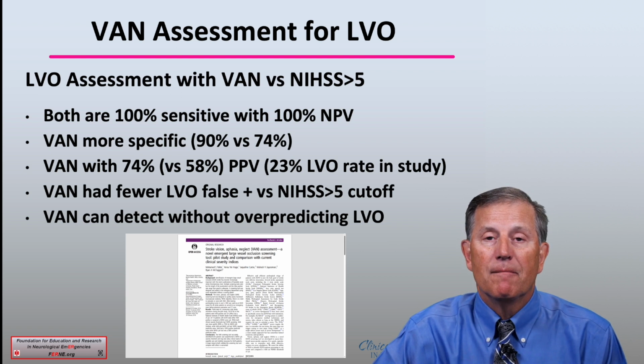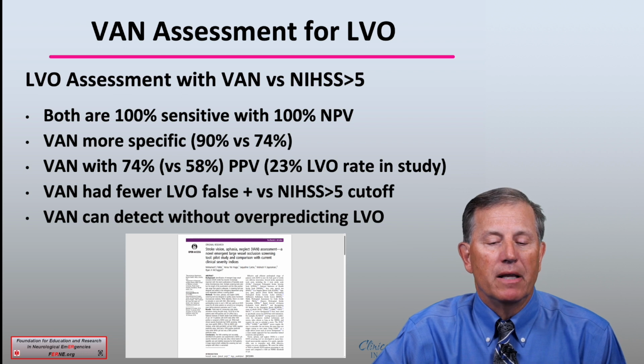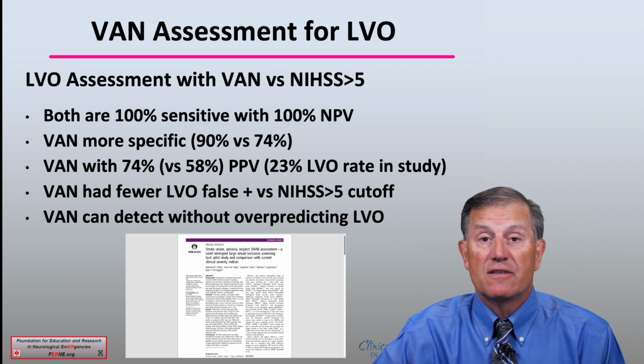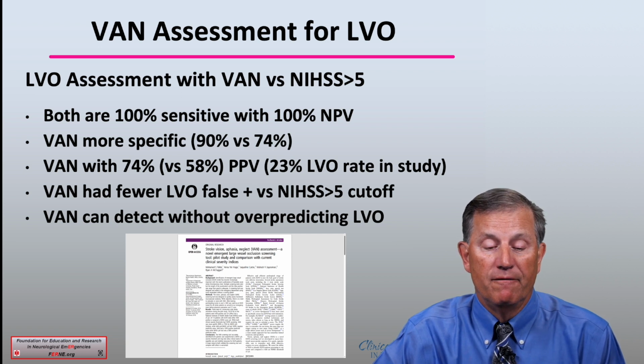That is to say, if you do a VAN assessment and there's no visual, aphasia, or neglect abnormality, or the NIH stroke scale is 5 or less, it is highly likely that there is no large vessel occlusion, and in fact, it's more likely a lacunar infarct.